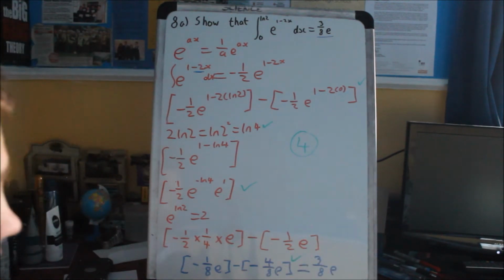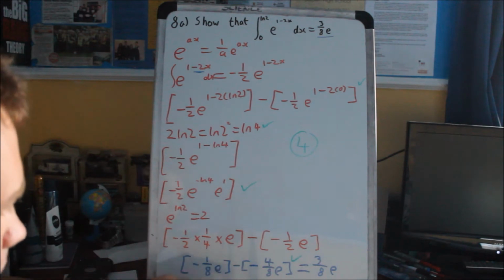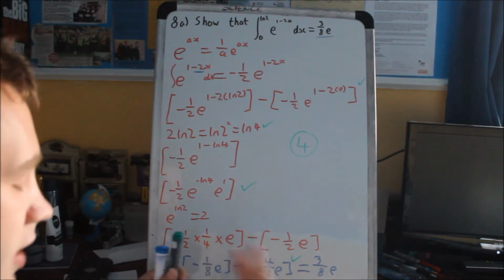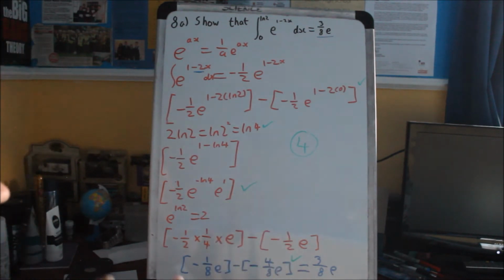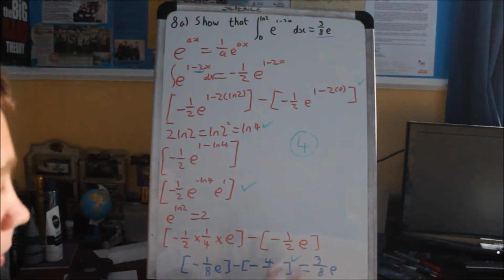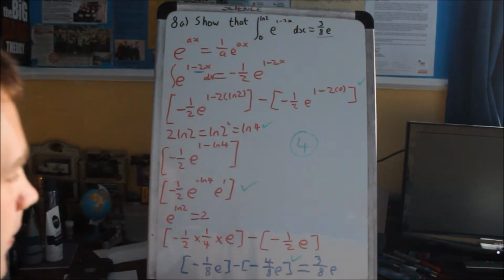Because what some people did is they did all of this right, the hard stuff, then they got this minus 1/8 e minus 4/8 e, they typed that into the calculator, they got a decimal, they wrote down the decimal and said that decimal equals 3/8 e. And that's not what they want for these sorts of things. They want you to get to the answer 3/8 e, not as a decimal but as 3/8 e, to show it exactly, to show that that does exactly equal that.